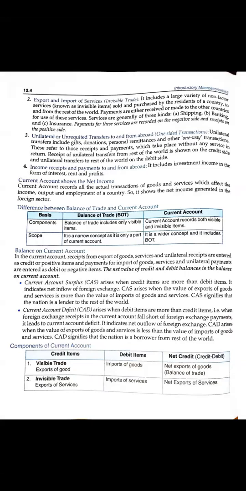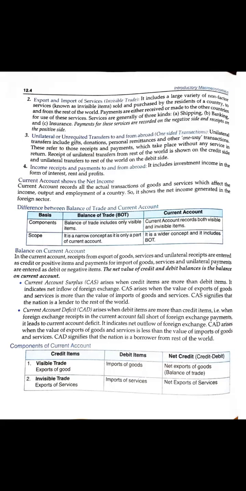So when we are transferring money to other countries, other countries means what? The rest of the world. Okay. So the receipt of unilateral transfer from the rest of the world is known as credits. A receipt means what? We are receiving. Yes or no, receipts.